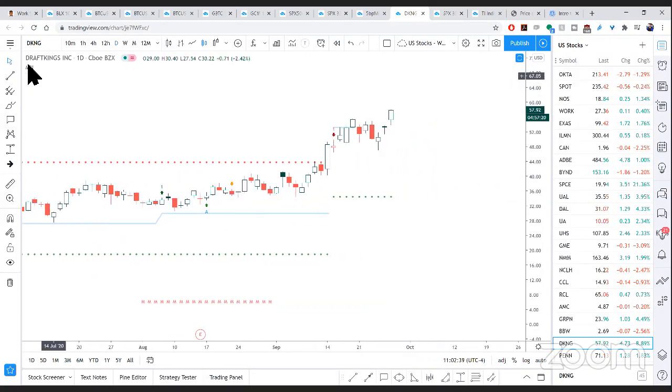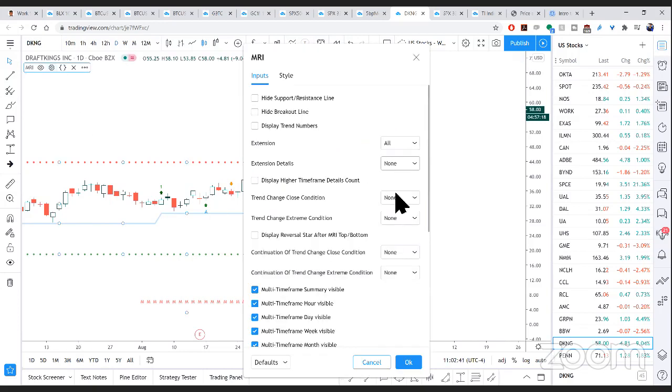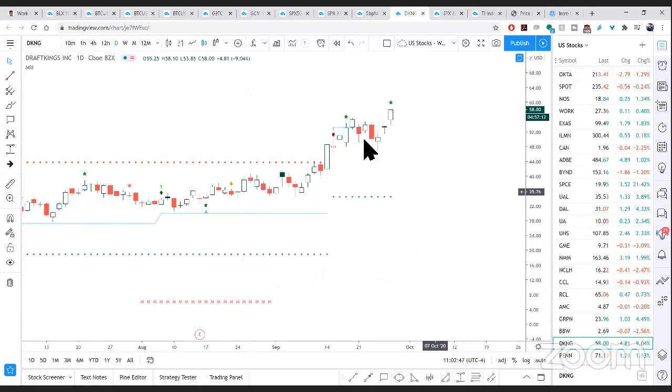If I add these, which I will be explaining in my workshop. Yep, so there they are. These are my bullish trend stars. So as of today, it's back to a new bullish trend.